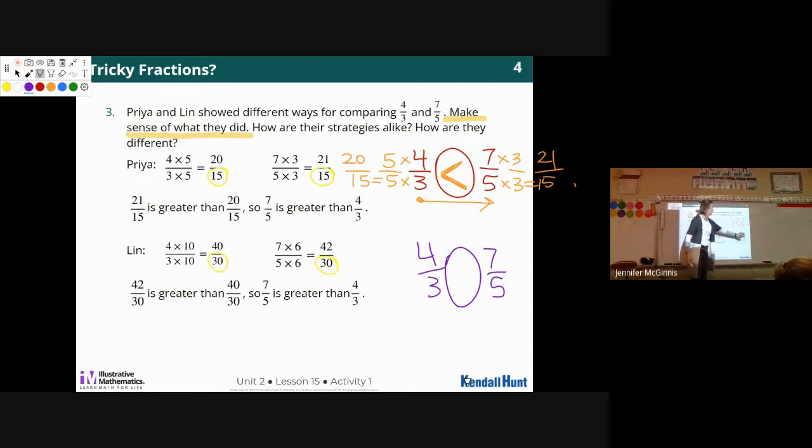So let's look back at this 4/3 and 7/5 since we're kind of comfortable with this problem. What about the number 12? If I wanted to get a common denominator of 12, could I do 12? Why not? I want to do 12 though. 3 times 4 is 12. I want to do 12. Nothing times 5 is 12. So I can't get a common denominator.